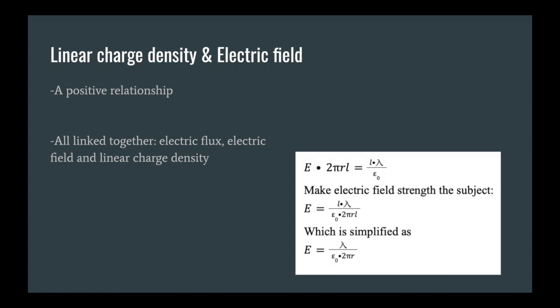So the relationship between linear charge density and electric field strength is a positive one, as in the more electric charge there is in a given area, the stronger its electric field is going to be. Because of this relationship, one can be used to find the others. The link with Gauss's law is that linear charge density can be used to find the electric flux, and then the electric field strength at any distance apart from the Gaussian surface.